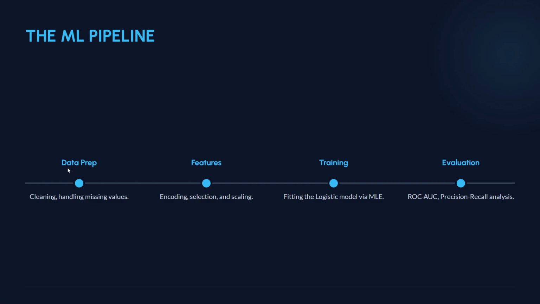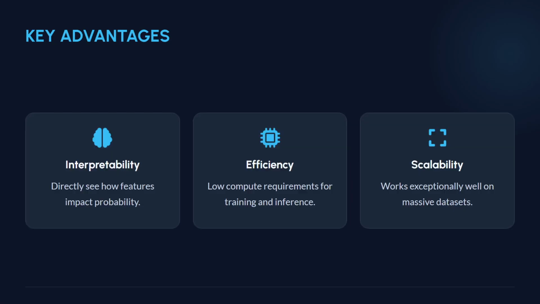The ML pipeline works in such a way that firstly we clean and handle missing values in our data, then we do encoding, selection and scaling, then we fit the logistic model through maximum likelihood estimation, and then we evaluate how our model is working. Later in our course, we will be reading much more about this evaluation part in depth. We have many lectures around this.